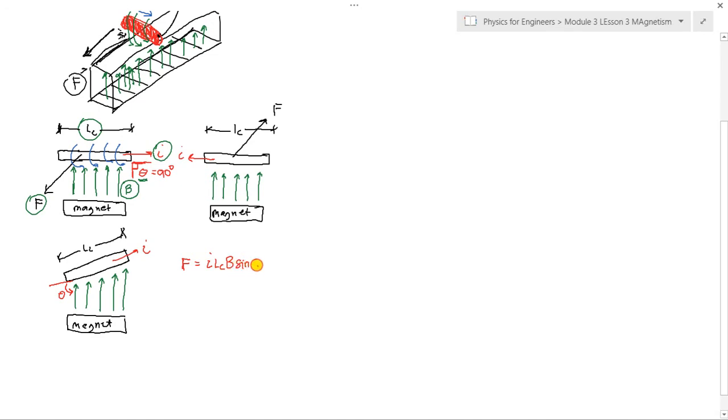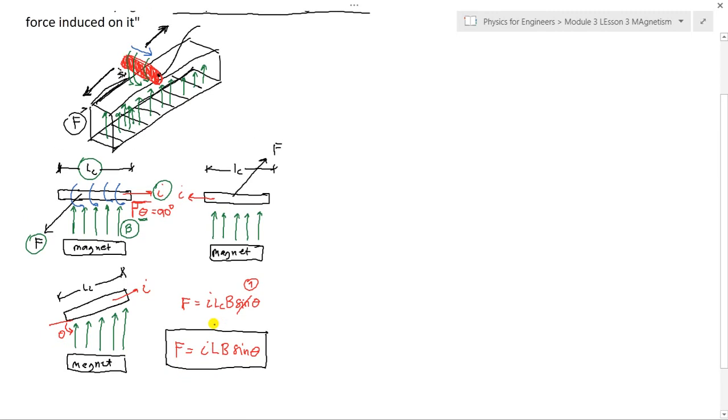And then the sine of theta: if the angle approaches perpendicular, that is equal to 90 degrees, the maximum value of sine is 1. So therefore, we can attain the maximum force. That's why it is desired to orient our conductor perpendicular to the magnetic field. So just remember this: force is ILB sine theta, or BIL sine theta. You can choose your own mnemonic for this.